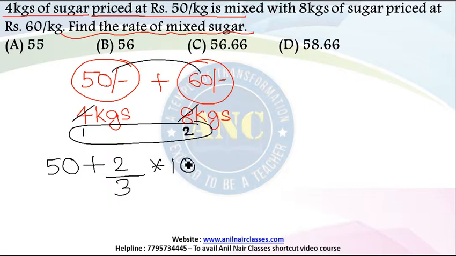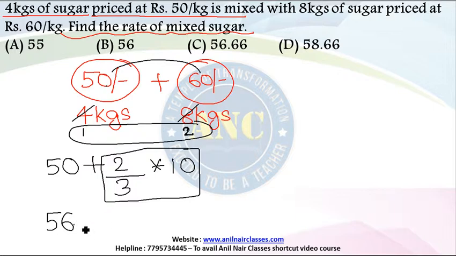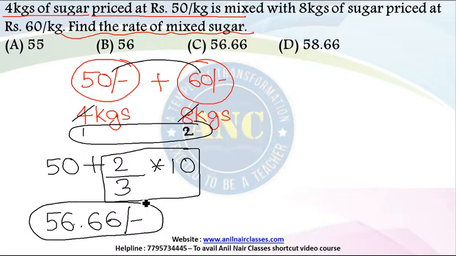Write down 10. So this is 20 by 3. 20 by 3 is nothing but 6.66. 50 plus 6.66 is 56.66 rupees. Average cost price of the resultant mixture is 56.66 rupees per kg. Sir, can I do it from the reverse way?